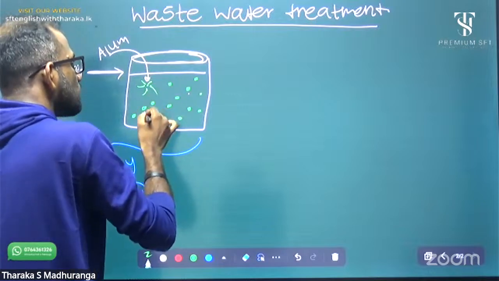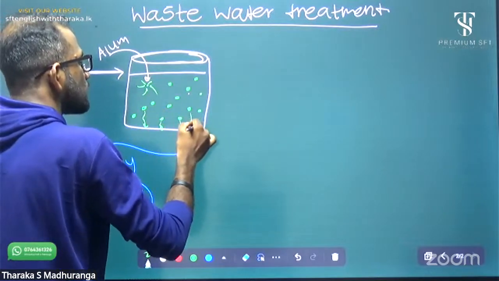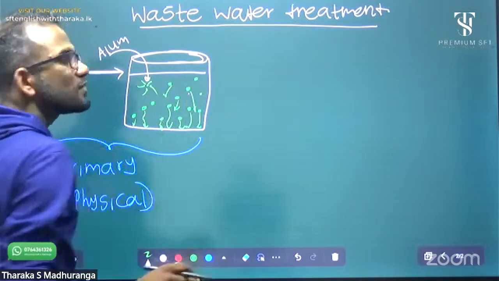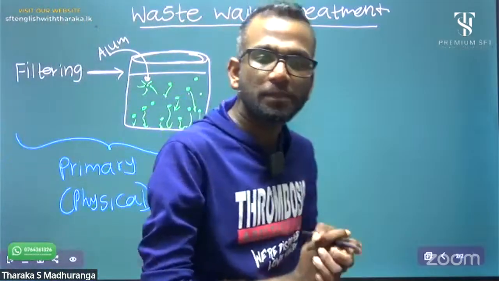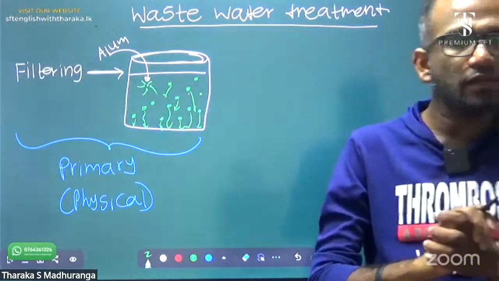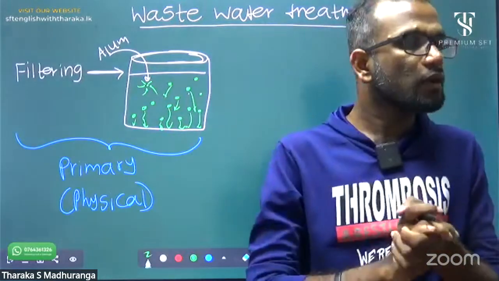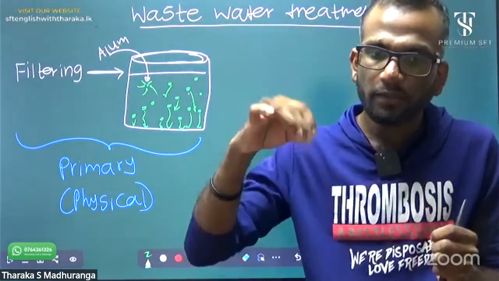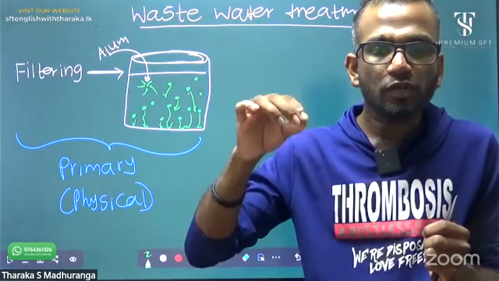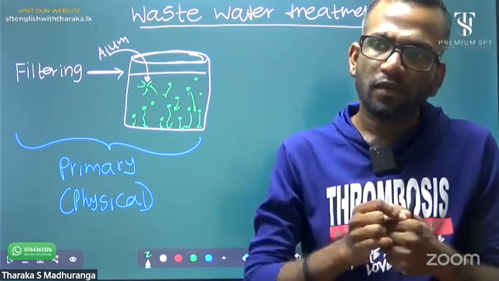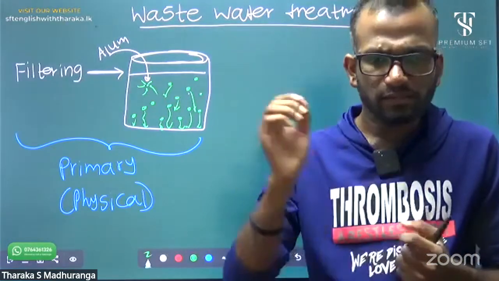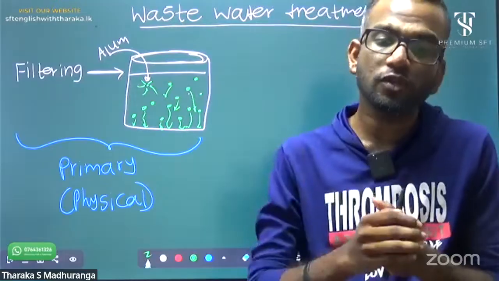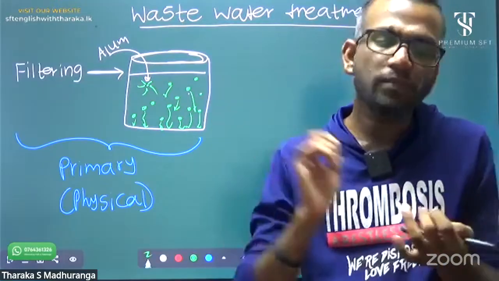Then what happened? They flocculate, that means they precipitate downward. Right? Okay, that's a primary treatment. In the primary treatment, we can remove insoluble compounds, not soluble compounds. Insoluble floating compounds, dust particles and floating compounds. I got it, insoluble compounds we can remove by primary treatment.